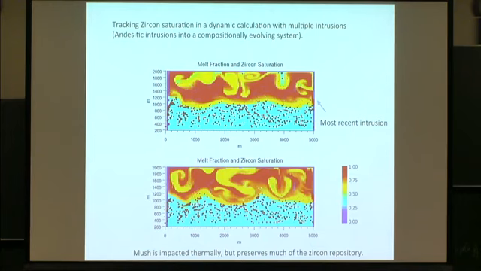And it's true that you can potentially reabsorb some of these zircons. But if you put this in the calculation, a lot of the stuff in the mush, which is this high crystalline light blue region, seems to retain its zircon record fairly well, even through multiple intrusions. So this is a calculation where we just randomly intruded basaltic melt into the system. Okay, so we still retain this zircon repository.